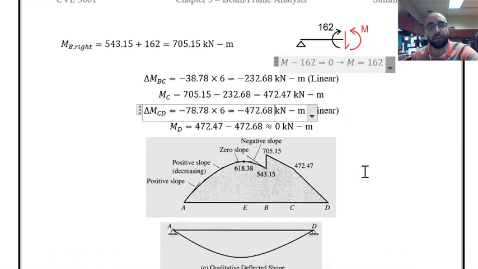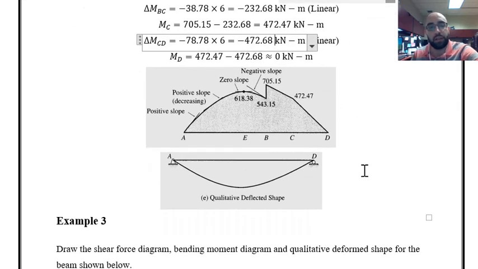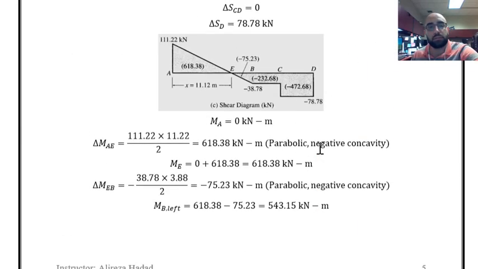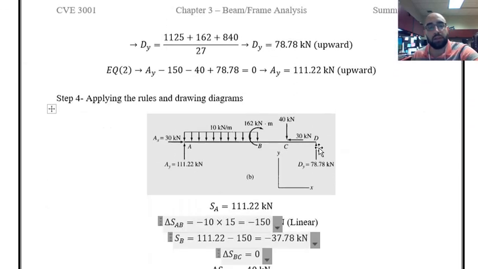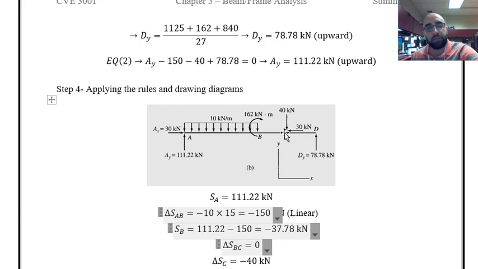And the last step is to draw the qualitative deformed shape. And again, let's take a look at the beam. You can see this is the beam. I have some loading, right? This is the loading, this is the vertical loading, so it is going to move down. And I said the only thing that we need to take care of is the concavity. It should be upward or downward.